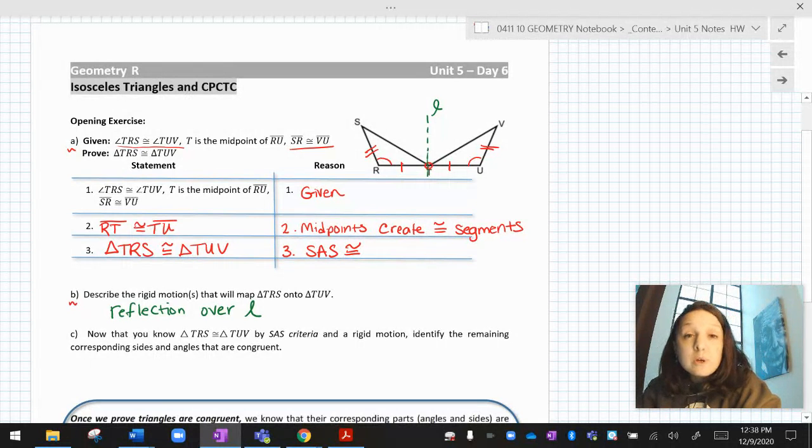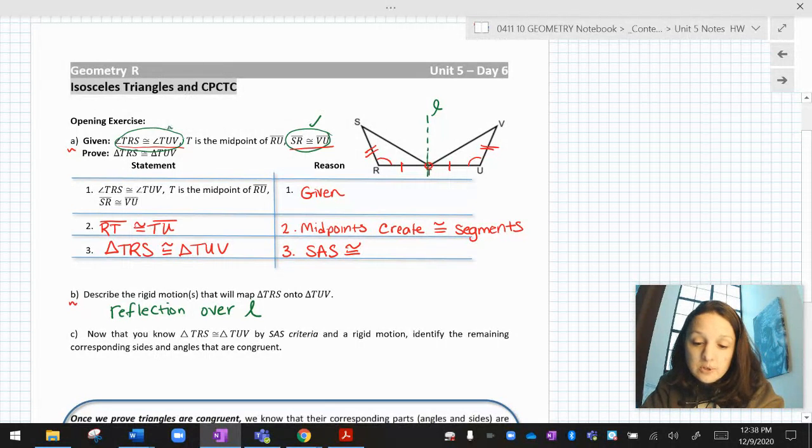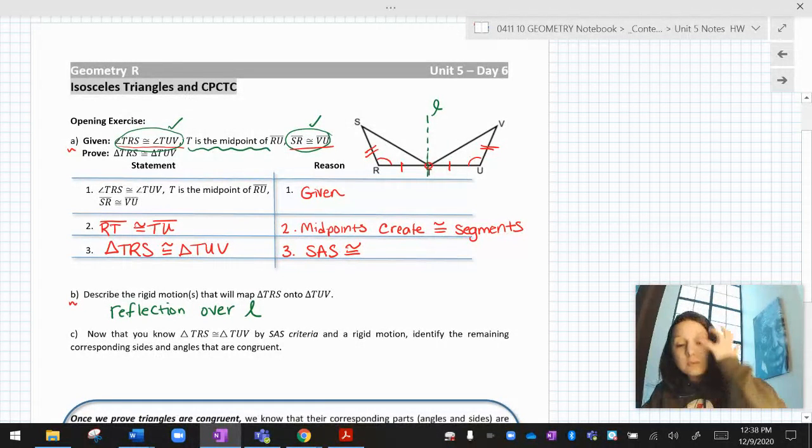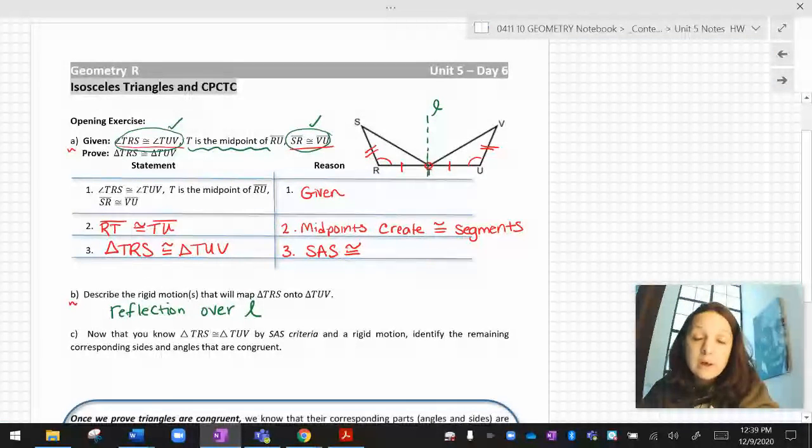All right, so what you should have done with your proof is you should have said that the first and the last part of your givens are nice to know, but they don't lead to anything. That middle statement in the given leads to some congruent segments, RT and TU, and then with those and the givens, you end up with an SAS situation. So the triangles are congruent by SAS, and the rigid motion that maps one onto the other would be a reflection over line L. A reflection over T is not appropriate; that would be a rotation of 180. T is a point. If you want to reflect, you really want to reflect over a line, and it's completely okay to draw your own line.